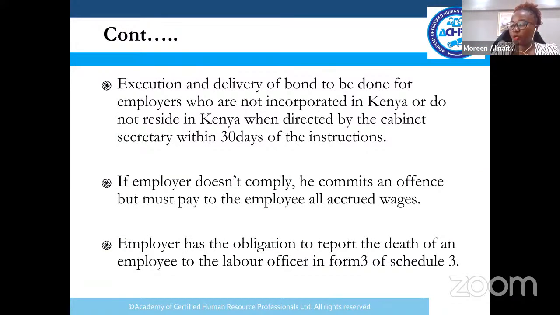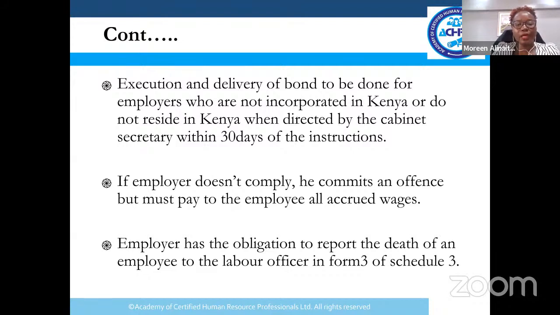Now, rule number 9 stipulates that where an employer is required by the cabinet secretary to execute or deliver a bond under section 23 of the Act, the employer shall execute a bond in Form 2. Now, Form 2 provides how that bond is supposed to be executed, okay? There are some employers who are expected to execute a bond.